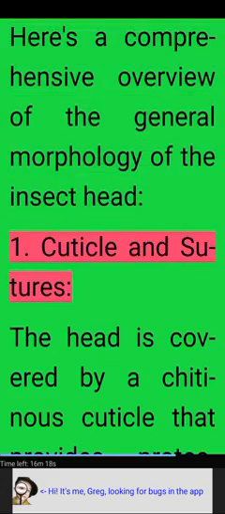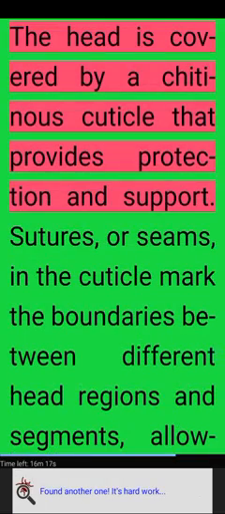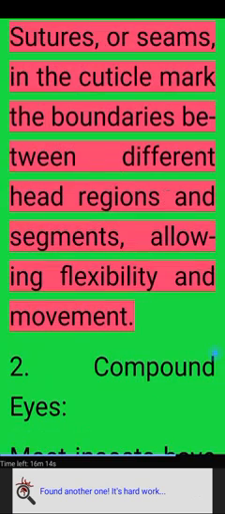1. Cuticle and sutures. The head is covered by a chitinous cuticle that provides protection and support. Sutures, or seams, in the cuticle mark the boundaries between different head regions and segments, allowing flexibility and movement.